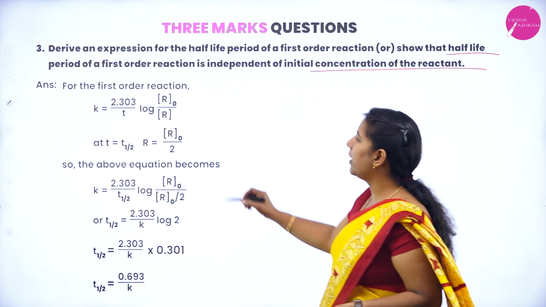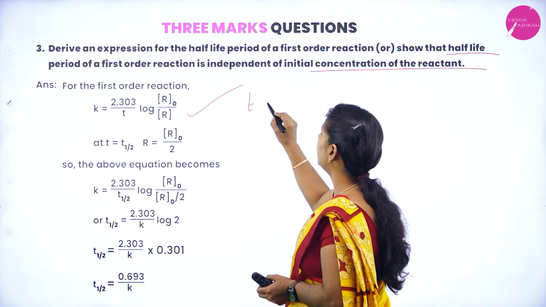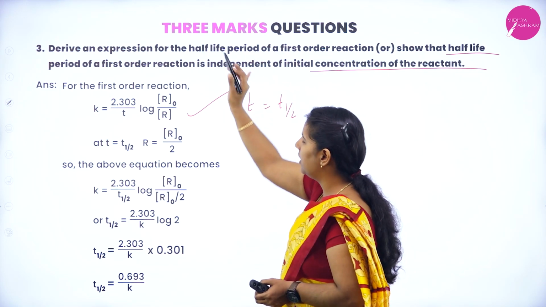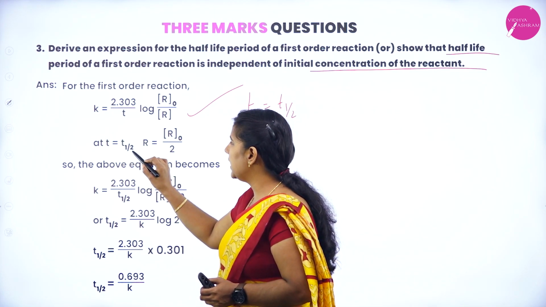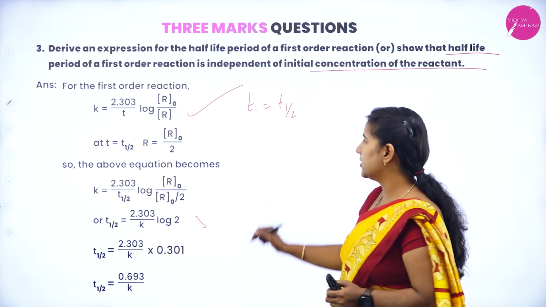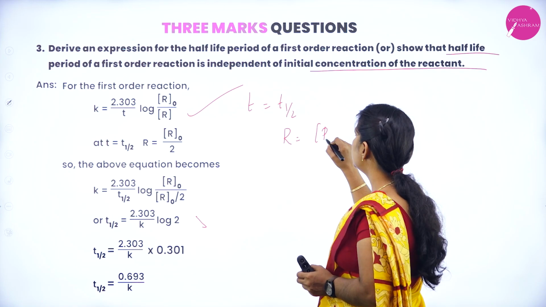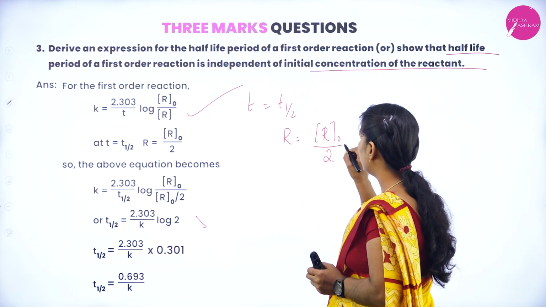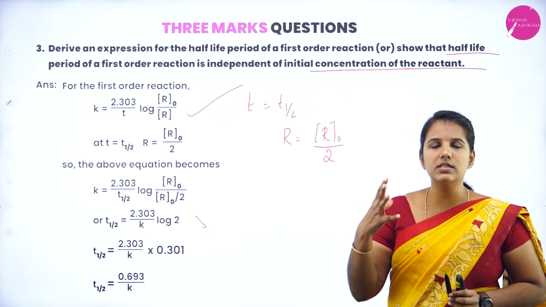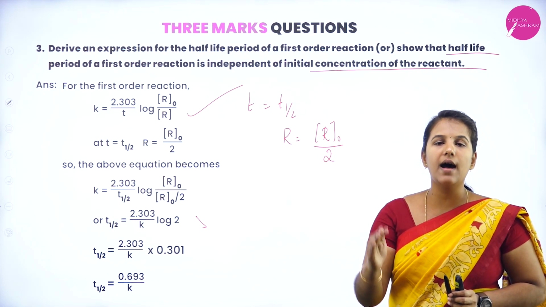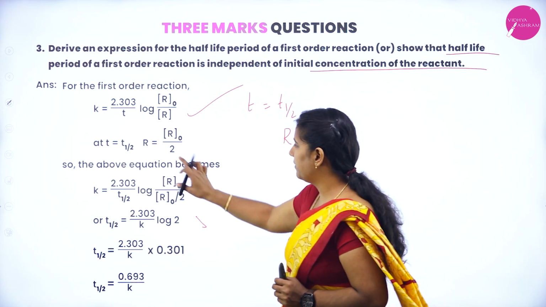So let us consider the final integrated equation for the first order reaction. I know that T is nothing but T half here, because it is the half-life of a first order reaction. So I consider T as T half, and the concentration of R, that is, the concentration of the reactant, is nothing but the initial concentration of the reactant divided by 2. Because we know that the half-life period is the time required to convert half of the initial concentration of the reactant. That is why I divided by 2.